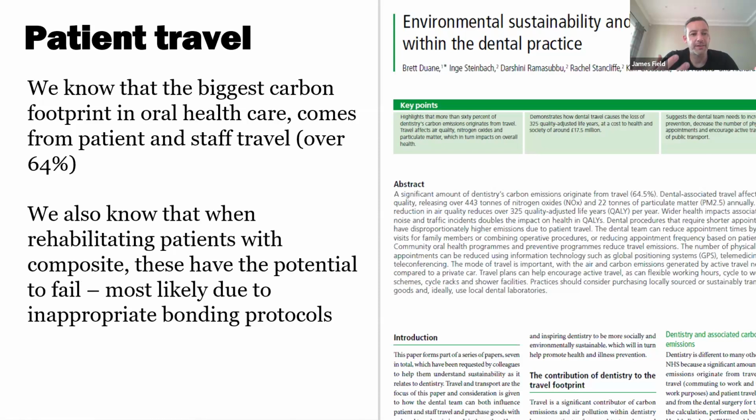When you couple with that the fact that we know when we're using composite that one of the biggest reasons that composites fail in some way is due to inappropriate bonding protocols. So here we are tonight talking about composites, but webinar 2 was talking about cements, lutes and bonds. And it's really important to go back, if you didn't see that one, to look at what are the appropriate bonding protocols to make sure they're optimized.